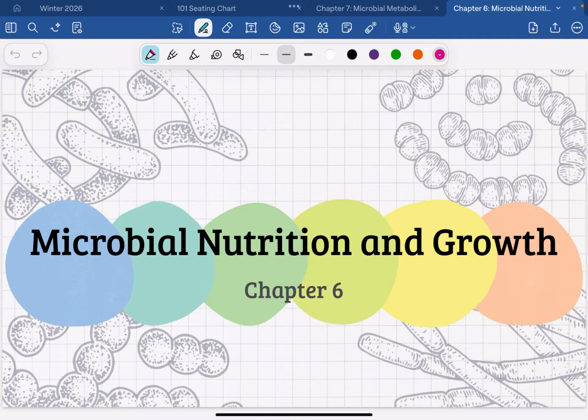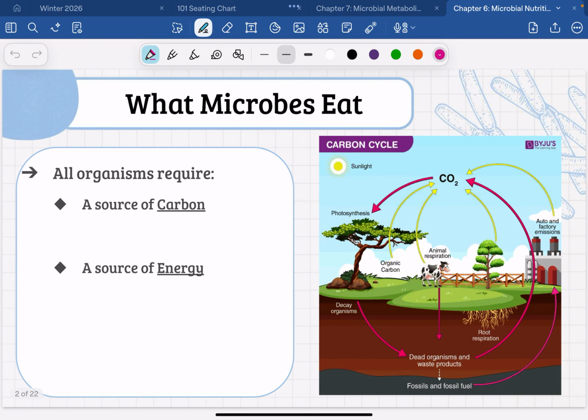So we're moving on to chapter 6 today. It's microbial nutrition and growth. So we're going to look at basically how microbes eat and what they eat. Because just like every other organism on the planet, microbes require some type of food to survive. Now, how microbes eat and what they eat are very different than what we think of as eating, right? We as humans think of eating as chewing food and swallowing it and having it go through our digestive tract. That is eating for us. Single-celled organisms like bacteria and archaea and fungi and things like that do eat. They just eat differently than we do.